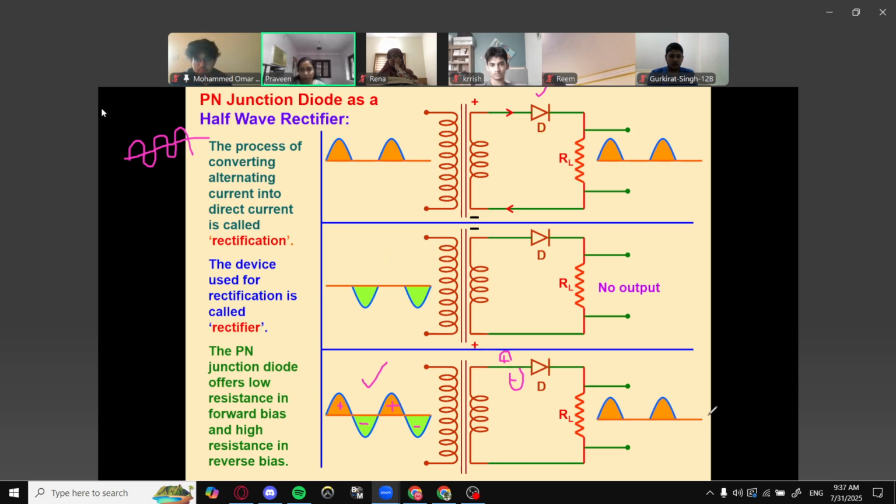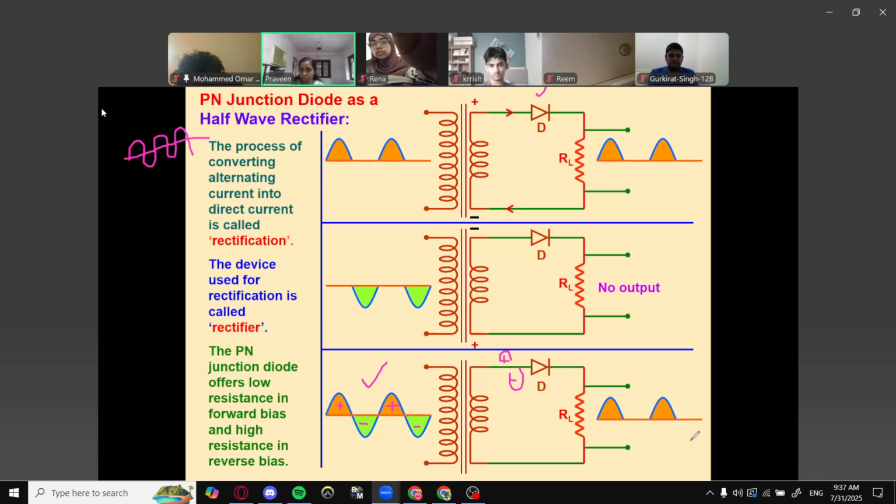You got this one? Clear or not? Okay. So the same picture is separated into positive cycles and negative cycles in this diagram. Positive cycles give you an input and an output, right? Now, when you are getting negative input, you are not having any output. Okay. Combining these two, we will have a diagram like this. You got this one?